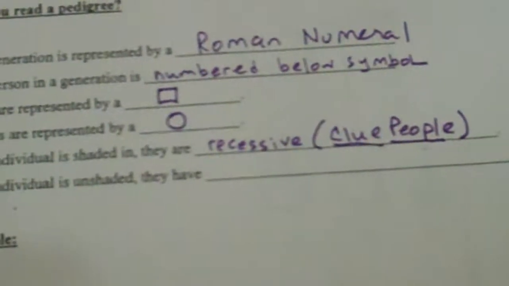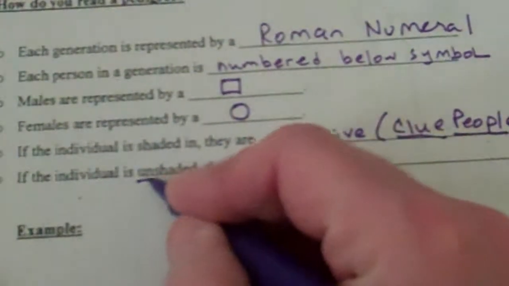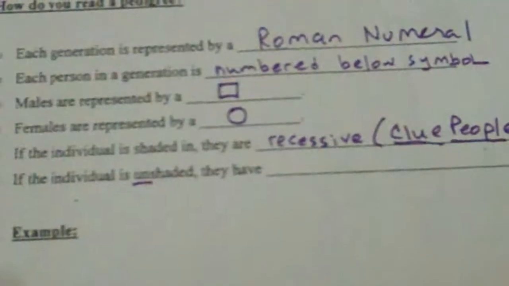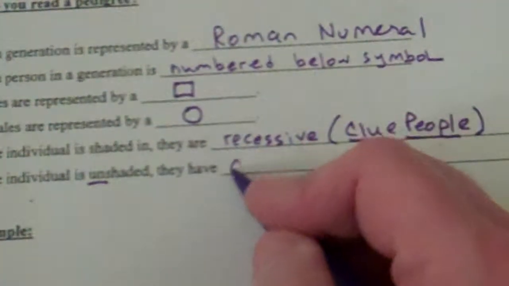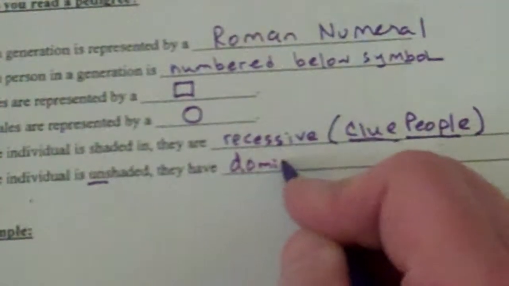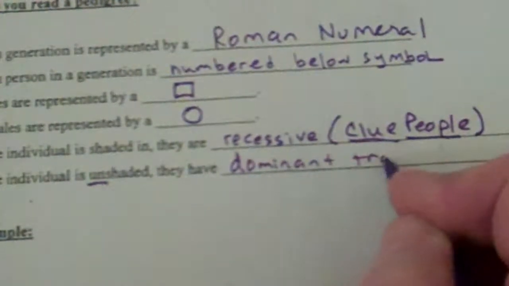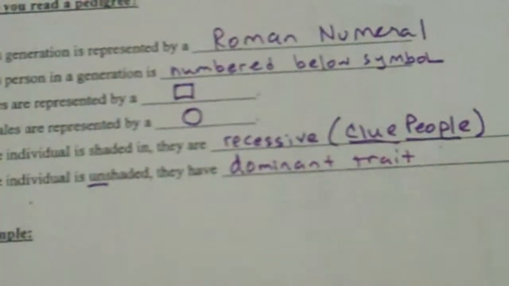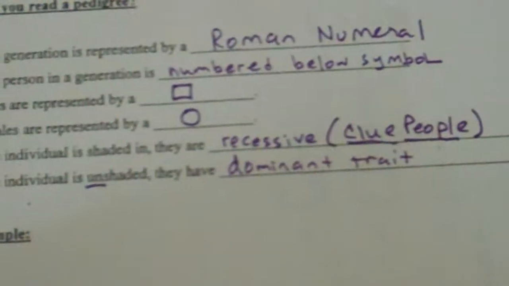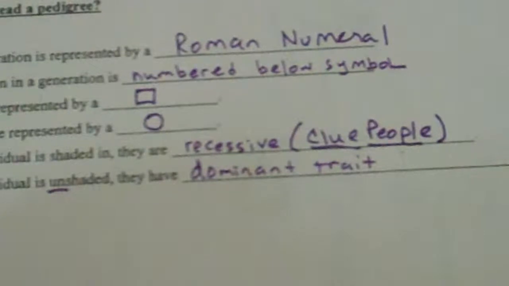If an individual is unshaded, meaning not colored in, they have the dominant trait. They are showing the dominant trait. Now, we don't know if they are big B, big B, or big B, little b. So we'll have to look at the whole family tree or pedigree to try to figure out what their genes are, if we can. Here's a quick example.